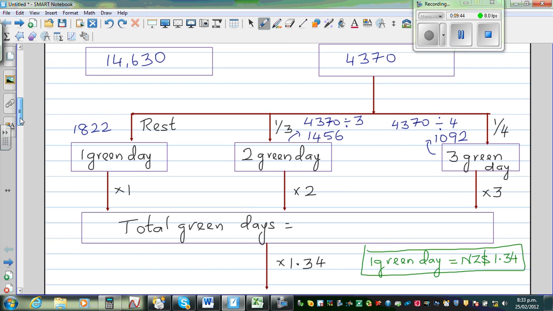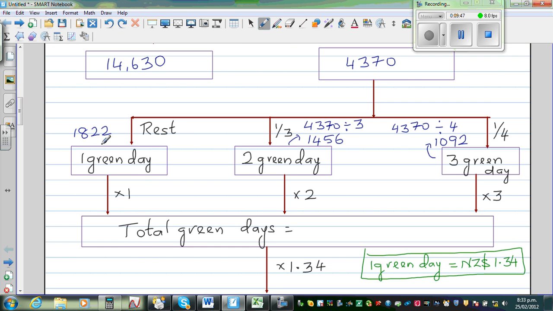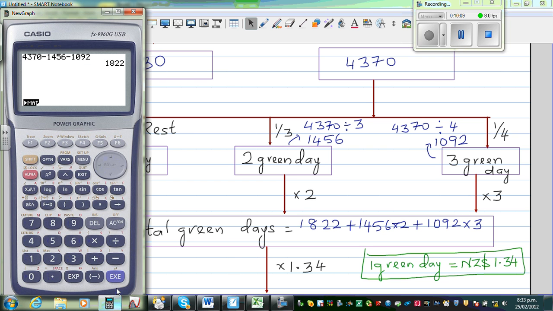Now we need to calculate the total number of green days. That would be 1,822 times 1, plus 1,456 times 2, plus 1,092 times 3. Again, use a calculator. 1,822 times 1, plus 1,456 times 2, plus 1,092 times 3, which is 8,010 green days.